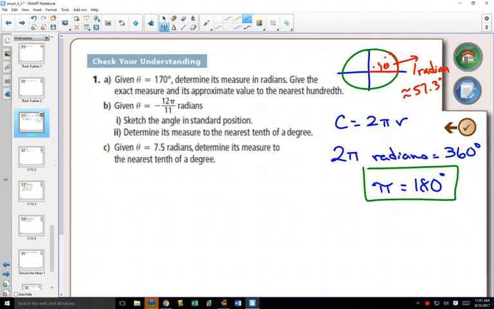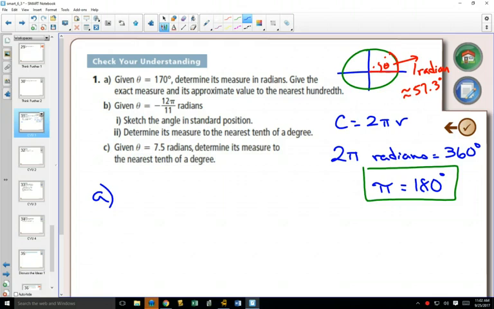So they're different measures of measuring angles. So what we're going to do here in example 1 is we're going to work at how do we change from degrees to radians and radians to degrees. So in A, we have 170 degrees. We want to change that to radians. Now, there's a number of techniques that we can use.